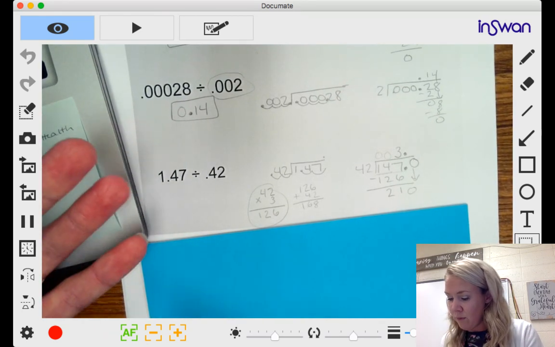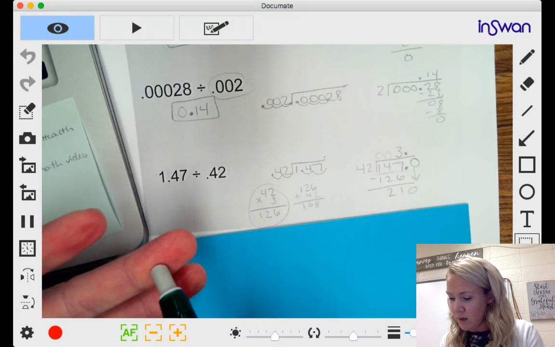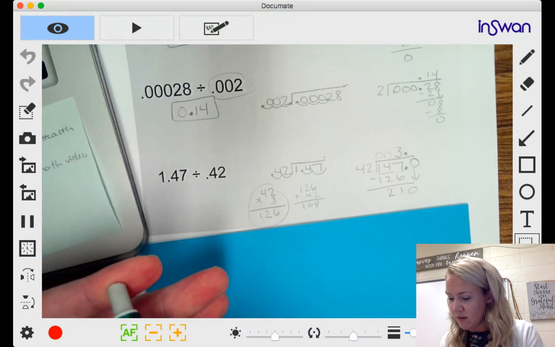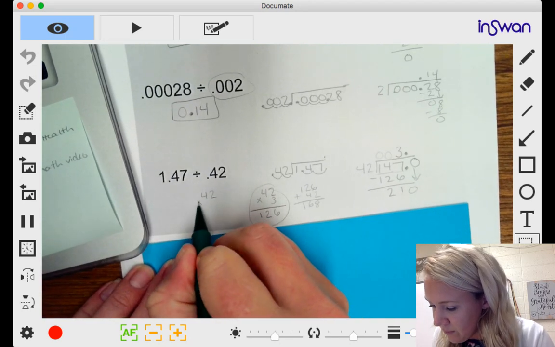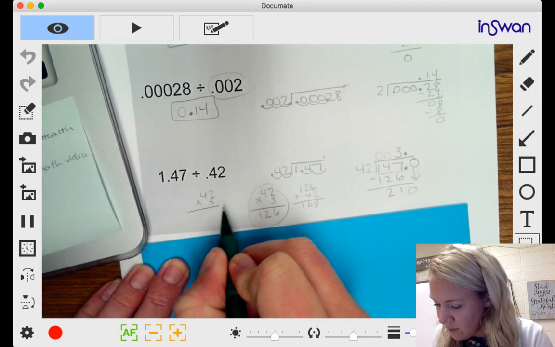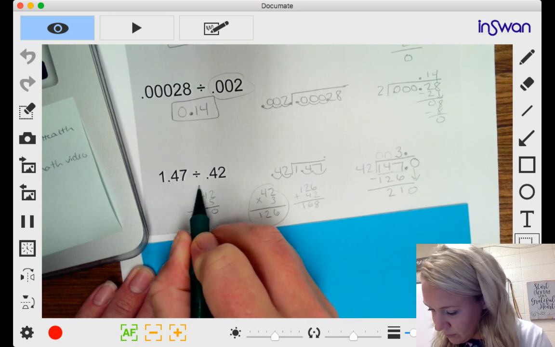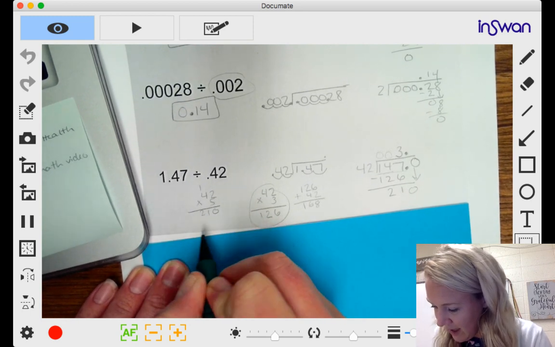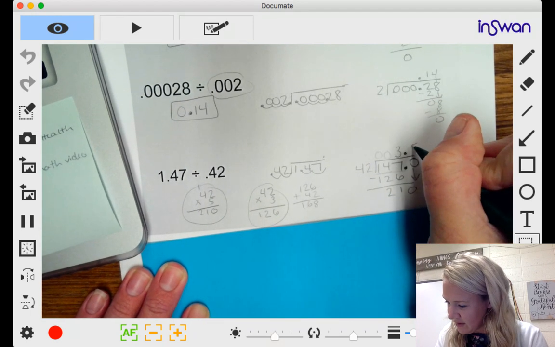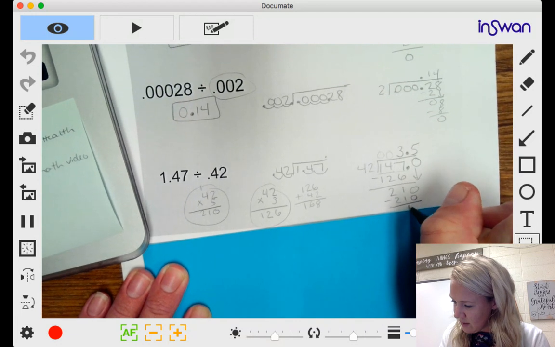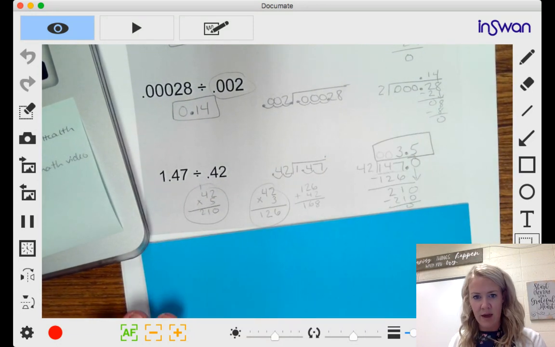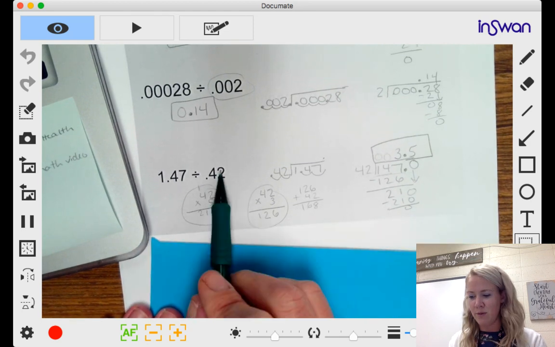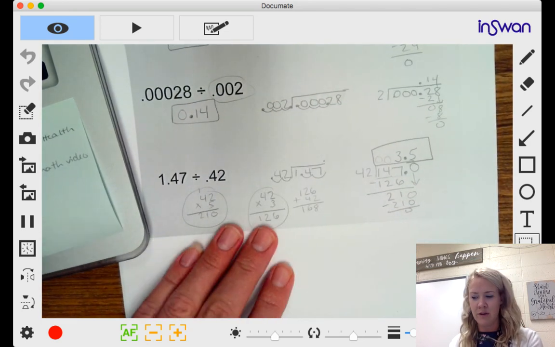So if I count by 40s, 40, 80, 120, 160, I'm going to try 5 of them. 42 times 5, 10, 210. Look at that. It works out perfect. So my answer here is 3.5. A little bit trickier when we have those large numbers without the multiplication table.